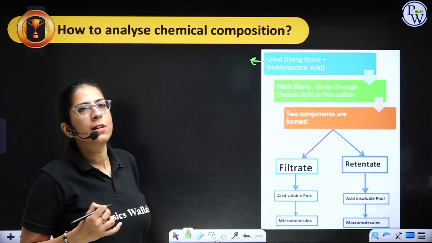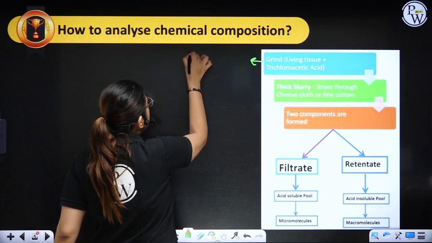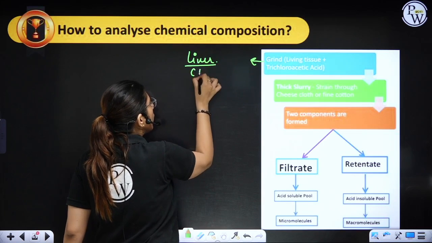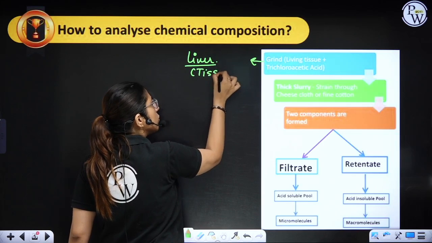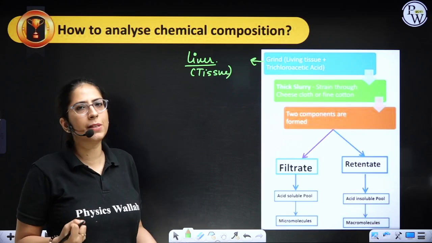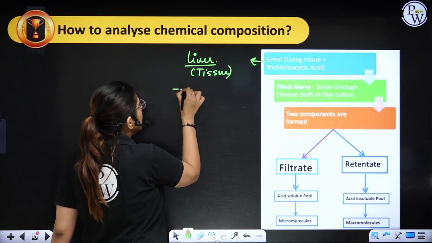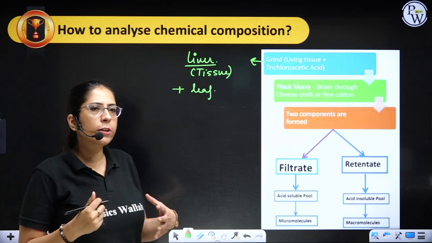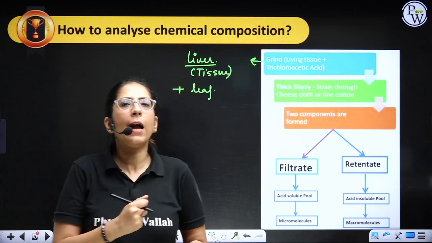For example, suppose you have to take any cell. Let's say you got liver, right? Liver is a tissue, an organ, like some tissue you got. Or you can take an example of a leaf. Whatever you get, what you're going to do is grind this. And how are you going to grind this?